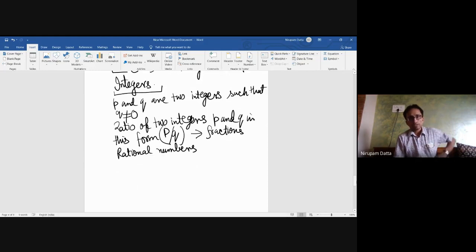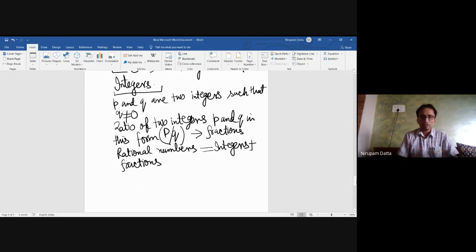So rational numbers include integers and fractions. Rational numbers are nothing but integers plus fractions. So integers are special cases of fractions, when it is in the full form, that is 1, 2, 3 as such.